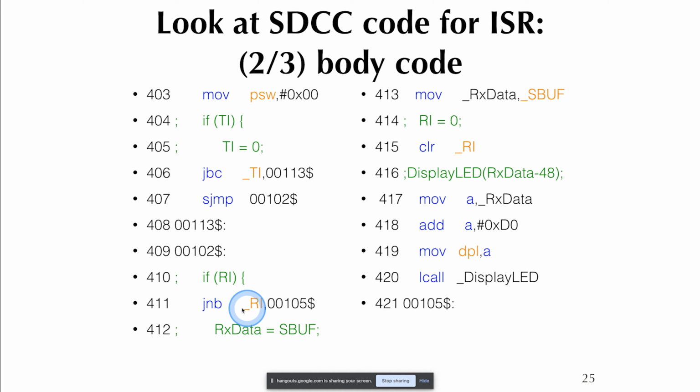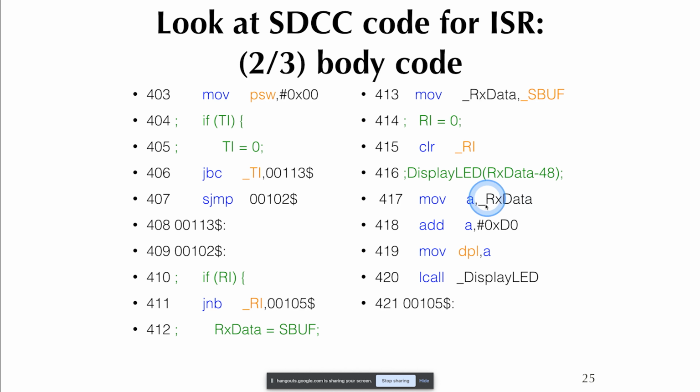So if Ri, then not bit. If Ri is false, then skip out of this, right? So it jumps to the label, which is at the end. Now it does an sbuf read. So as you can see, it's moved from sbuf into Rx data. That's another direct address. And then Ri is cleared, so it's clear Ri. And then display, that's to call that function.